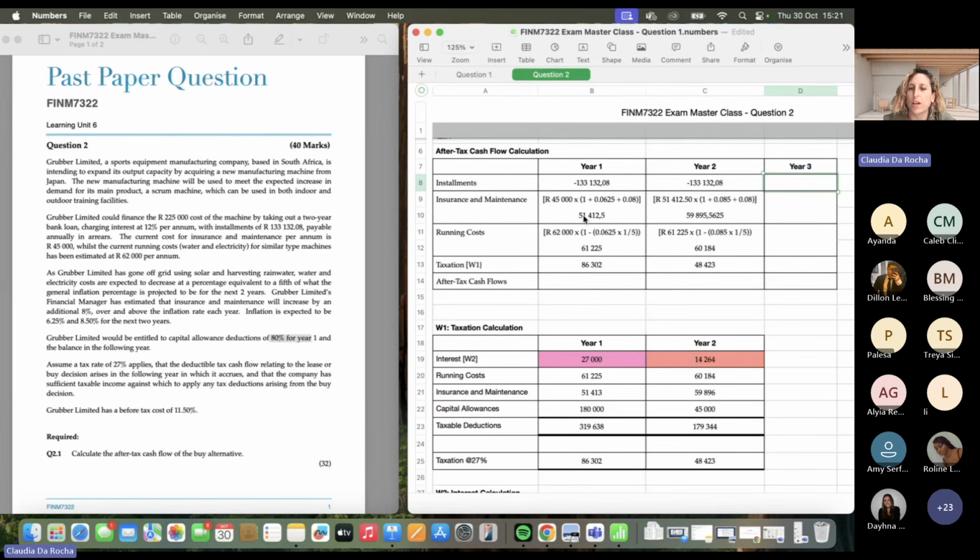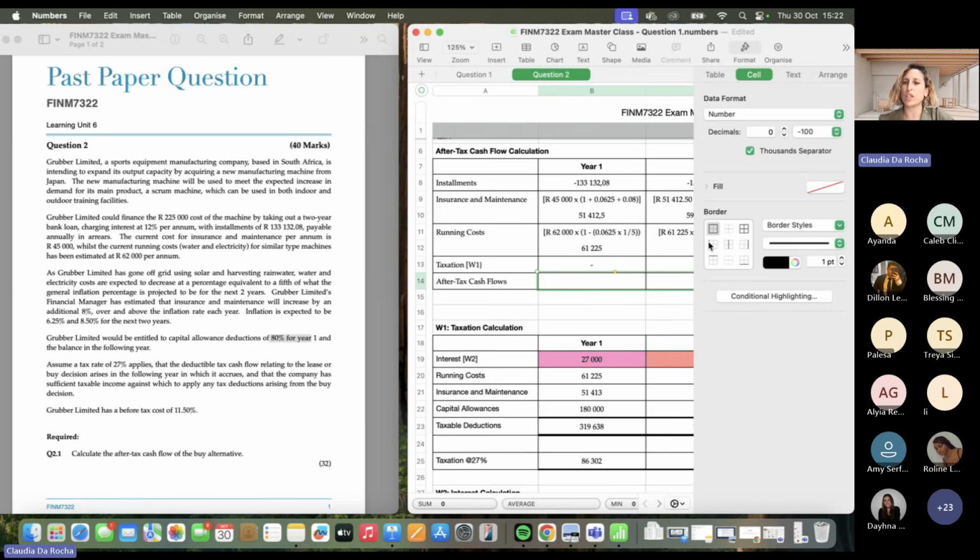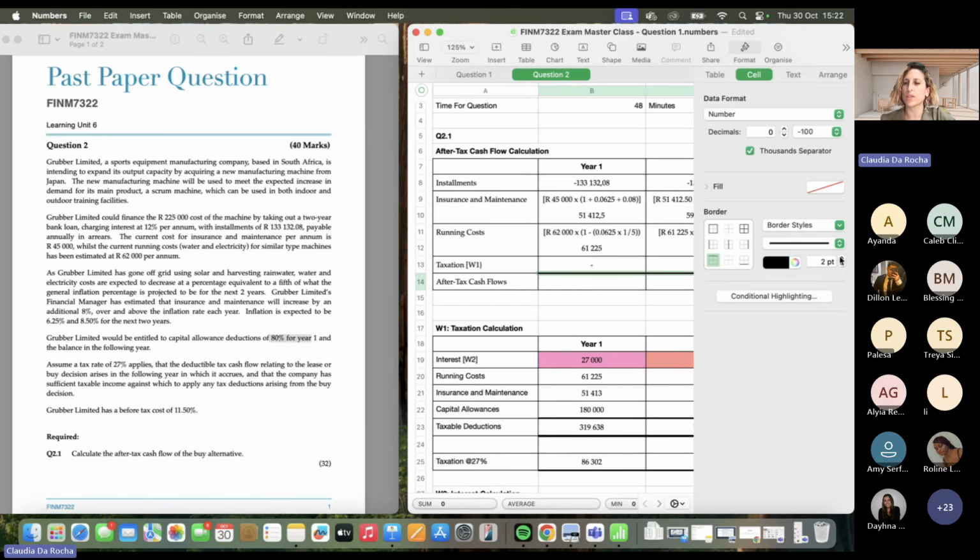Sorry, with the tax, we also need to show it's in arrears. So actually the year 1 is 0. Year 2 would be this one, and year 3 would be this one. And like I said, we have to show that these are all costs.